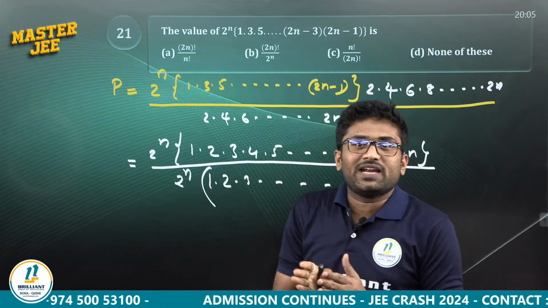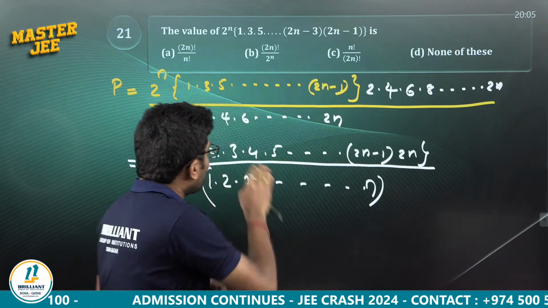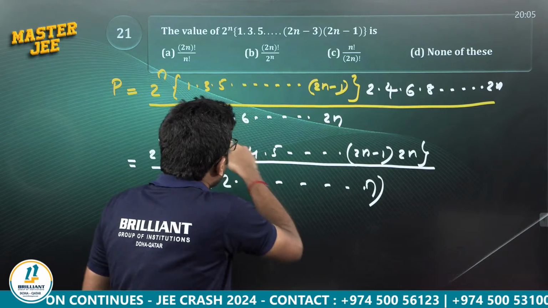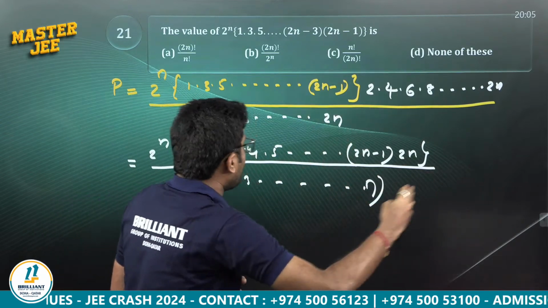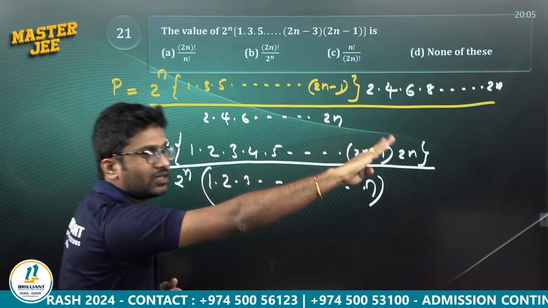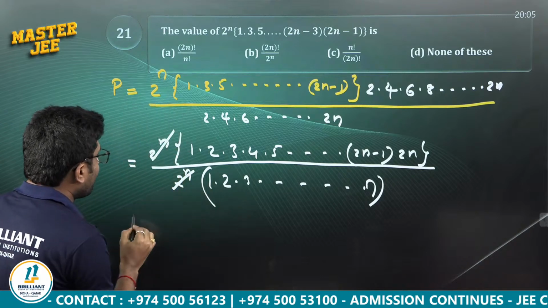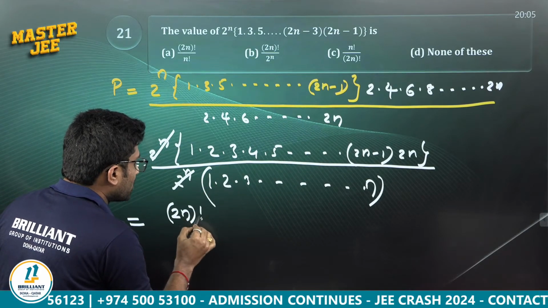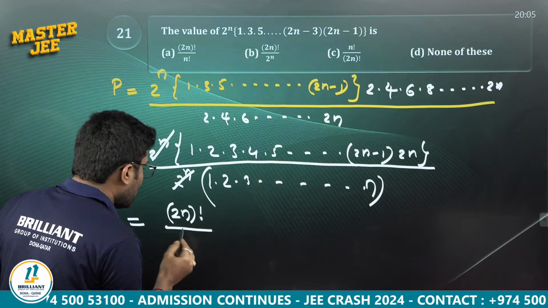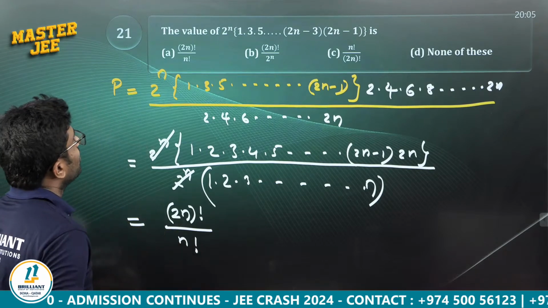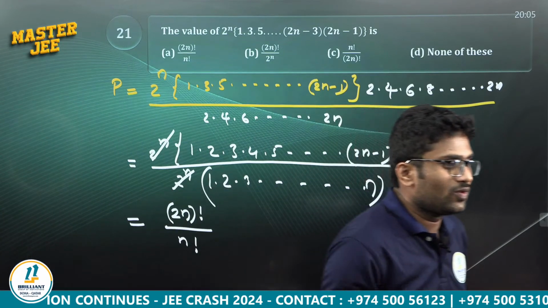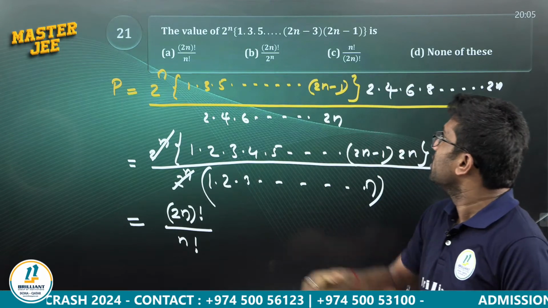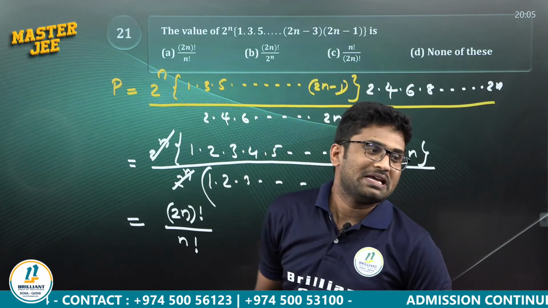We have n even natural numbers here, and from each of these even numbers we take 2 common. So we get 2 power n of 1 into 2 into 3 and so on till n. Now 2 power n gets cancelled. Clearly the numerator is 2n factorial divided by the denominator n factorial. Very good friends. It is 2n factorial divided by n factorial.